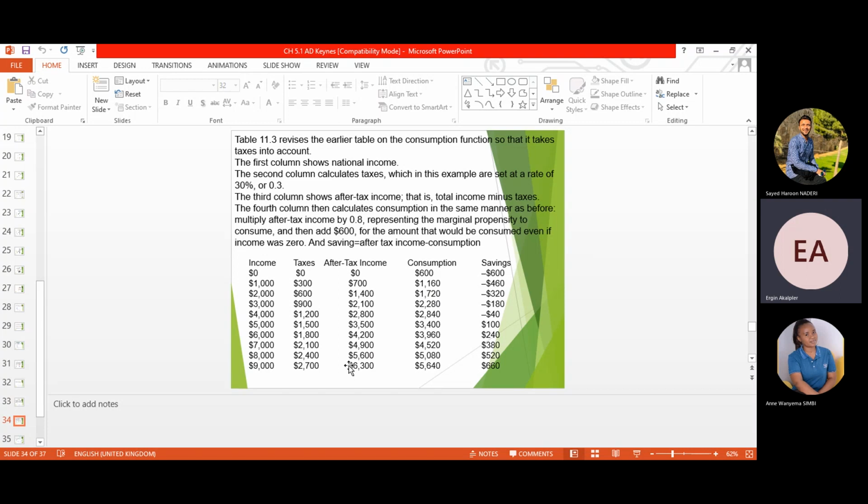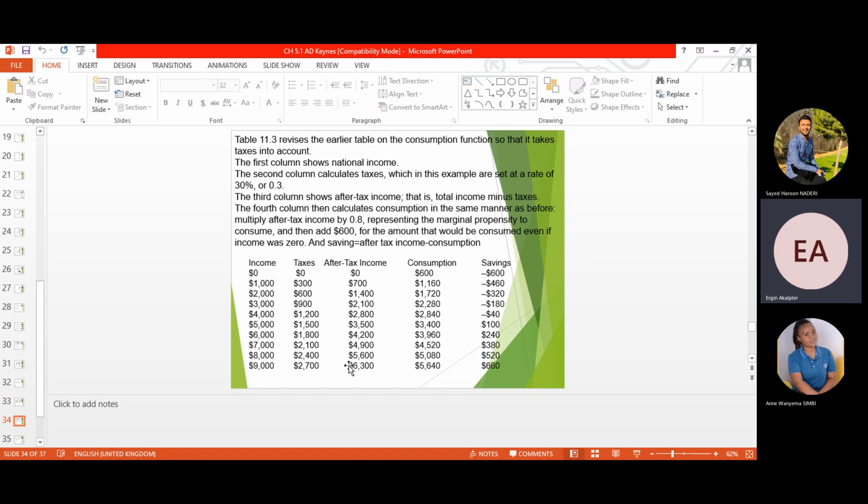The first column shows the national income as it is given in the former graph and former table. And the second column calculates the tax, which in the example is set at a rate of 30%, which is very high. And approximately $300 will be reduced from our income, and it makes $700. And it makes for 2,000, 1,400, for 3,000, 2,100, and it goes like this.